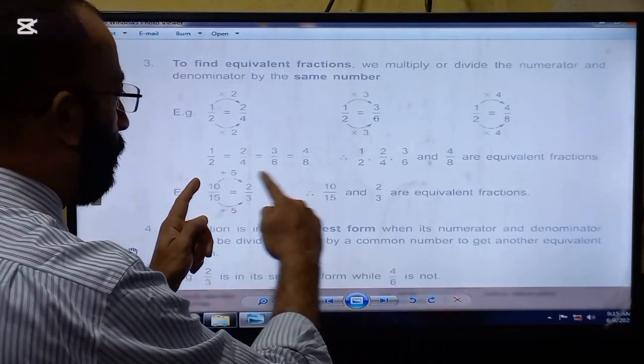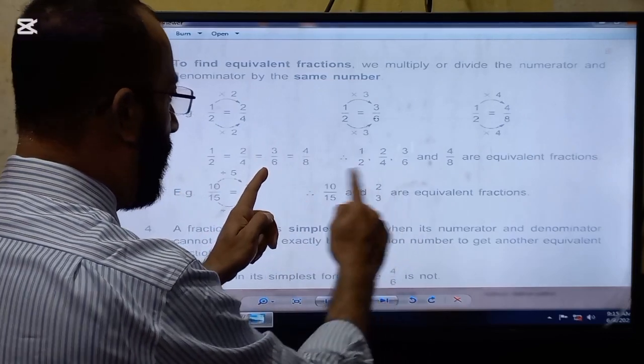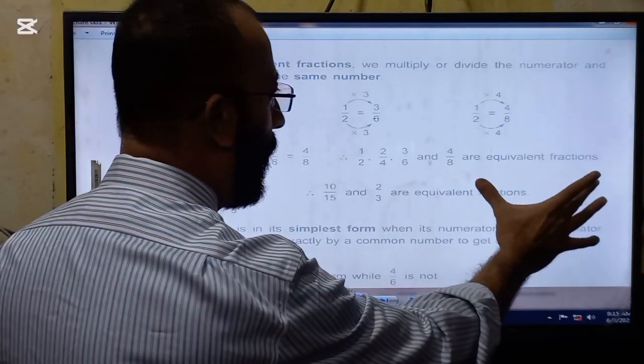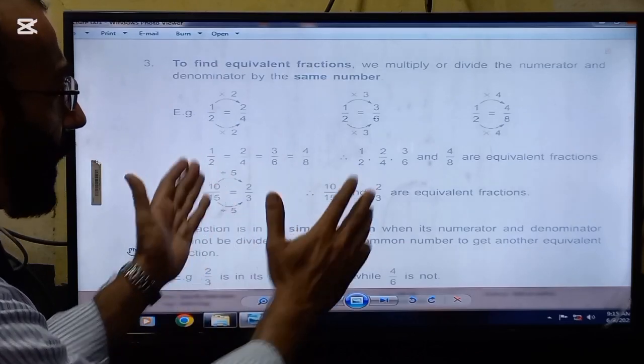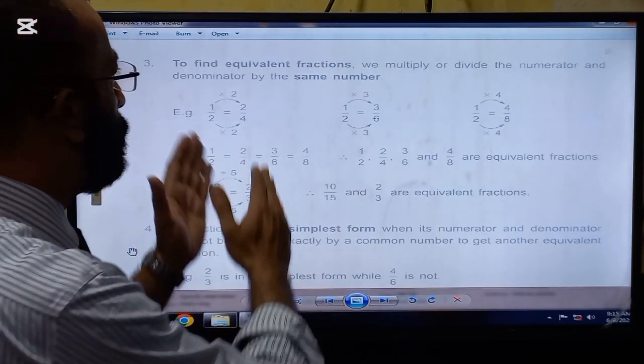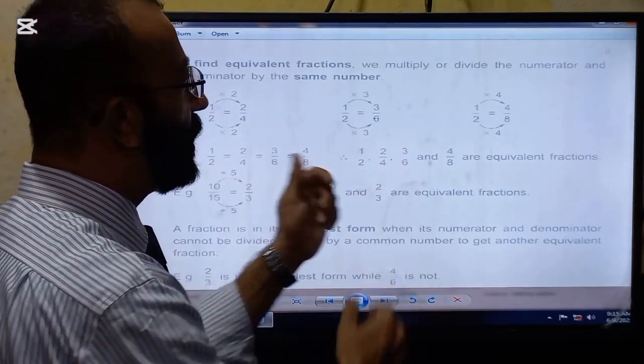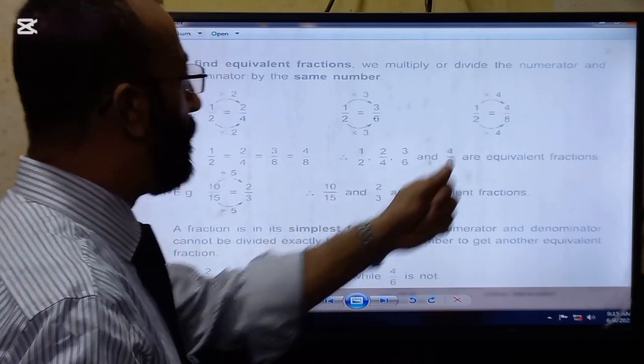So 1 by 2, 2 by 4, 3 by 6 and 4 by 8 are equivalent fractions. There is another method to find the equivalent fraction, that is dividing by the same number.